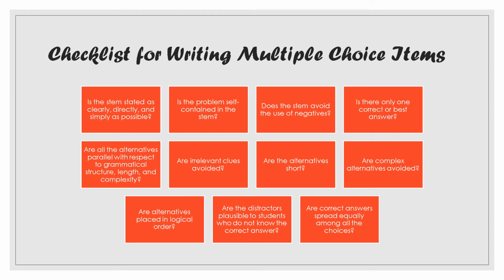Here are the checklist and suggestions for writing multiple choice items. The stem should be stated clearly, precisely, directly, and as simply as possible. The stem should be meaningful by itself. Avoid using negatives like not and except. Should have only one correct answer. Alternatives should be parallel in length, grammatical structure, and complexity because otherwise it can lead to giving irrelevant clues, which should be avoided. Avoid using all of the above, none of the above, and the like. And alternatives should be plausible.